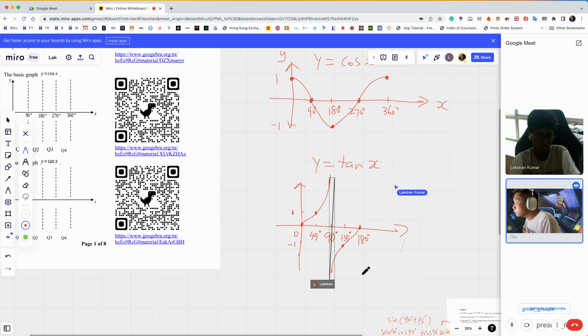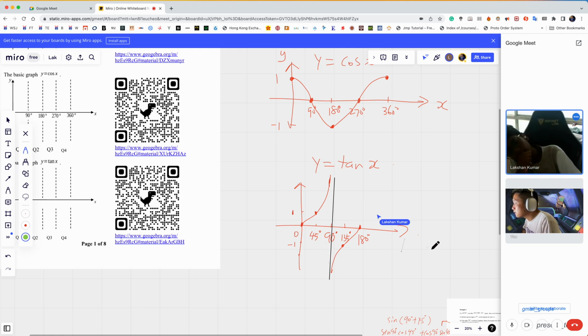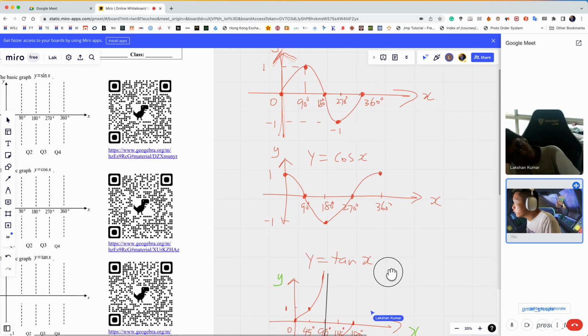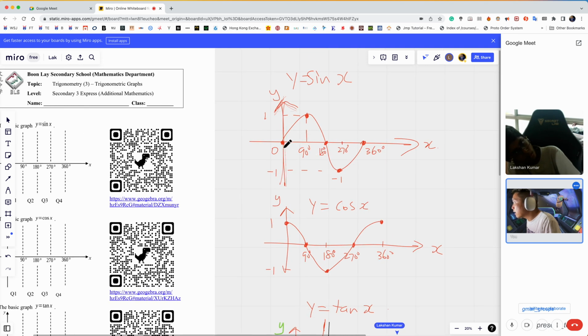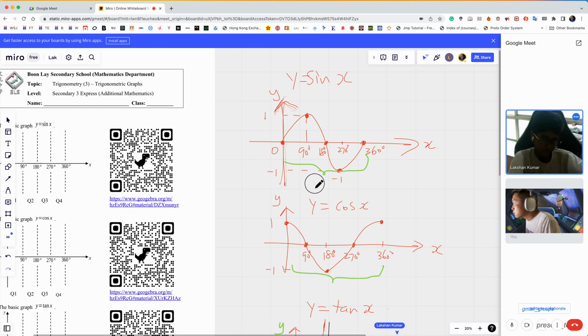This is tangent x. And I hope you observe what? For tangent x, for the tangent basic curve, I only draw from 0 to 180. But for the sine and cosine, I draw from 0 to 360. Why? Did it repeat itself? Very good. So basically, we have touched this idea of cycle, or you call it period.